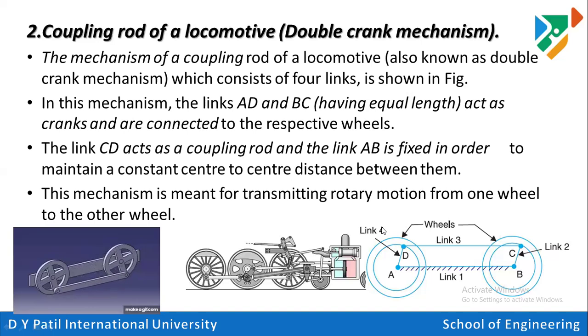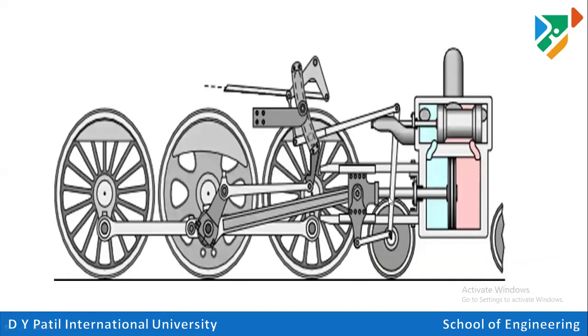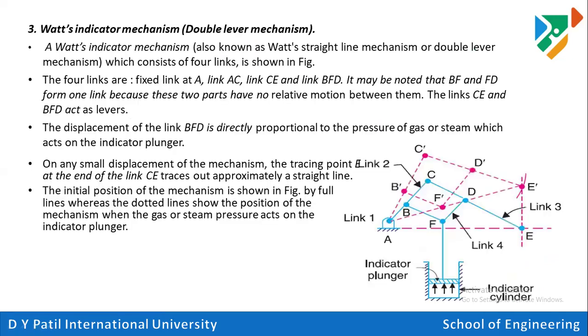That is the advantage. The next part, look at the braking system and the movement transmission. This is the rod at which we are connecting the vehicles. We have connected the wheels to the system, and this is how the system can apply the brakes. If we apply the pneumatic brake, we can control the movement of that particular wheel. Next important part is the third mechanism, Watt's indicator. This is the third inversion, which is also known as a double lever mechanism. This Watt's indicator mechanism is also known as Watt's straight line mechanism or double lever mechanism.